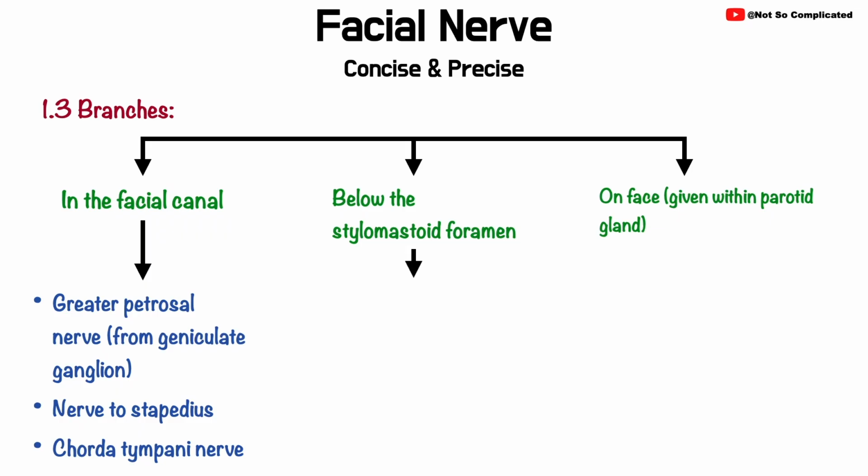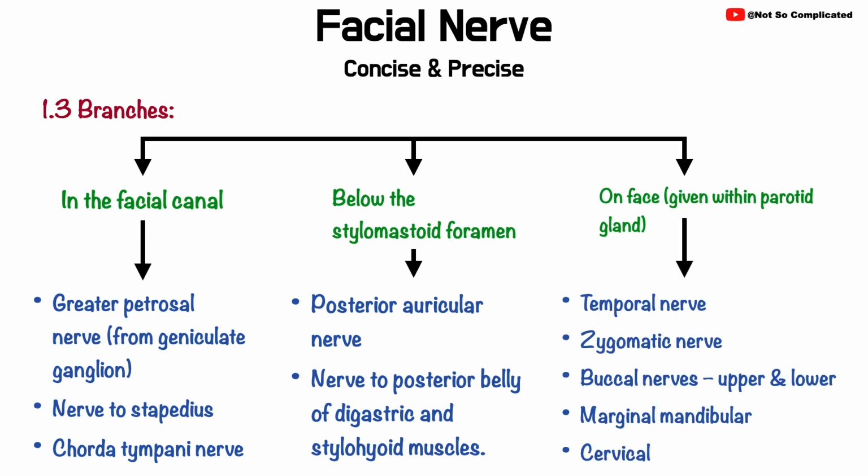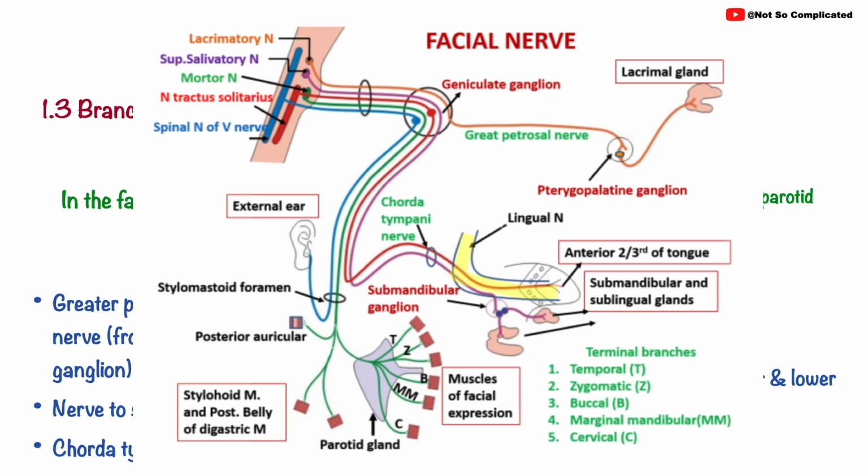Below the stylomastoid foramen, the nerve branches into the posterior auricular nerve and the nerve to the posterior belly of digastric and stylohyoid muscles, right? On the face, there are the temporal nerve, zygomatic nerve, buccal nerves, marginal mandibular, and cervical nerves. So these are the branches of the facial nerve in different regions, and this is the actual image. The first image, the final image that you make in the exams, is this figure. You have to make that, right? So you can draw it right now.